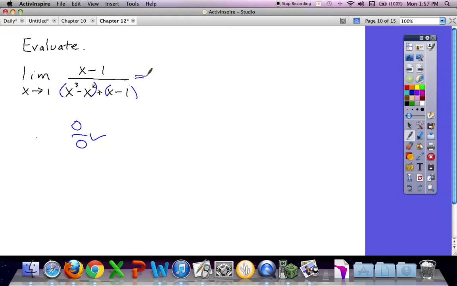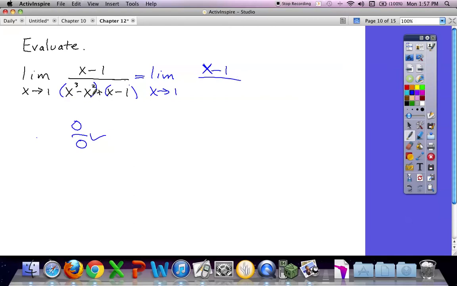So this is the limit as x approaches 1 of x minus 1. Got to let the pen catch up. Oh, that actually didn't work out bad. X minus 1. Now notice what goes on here, right?